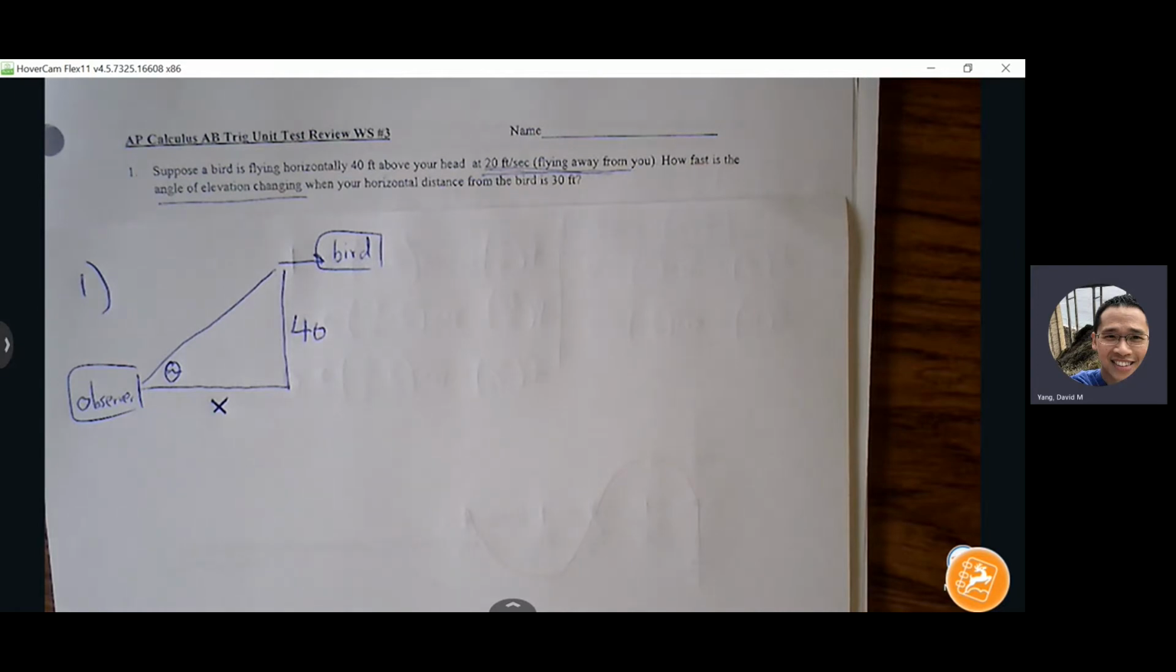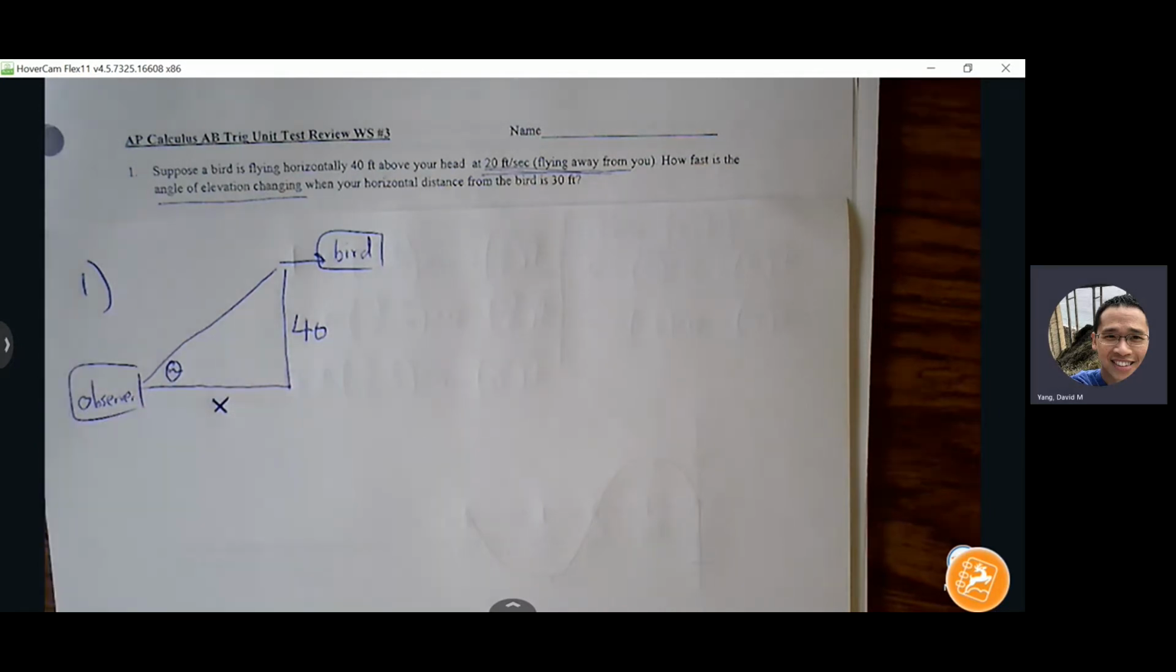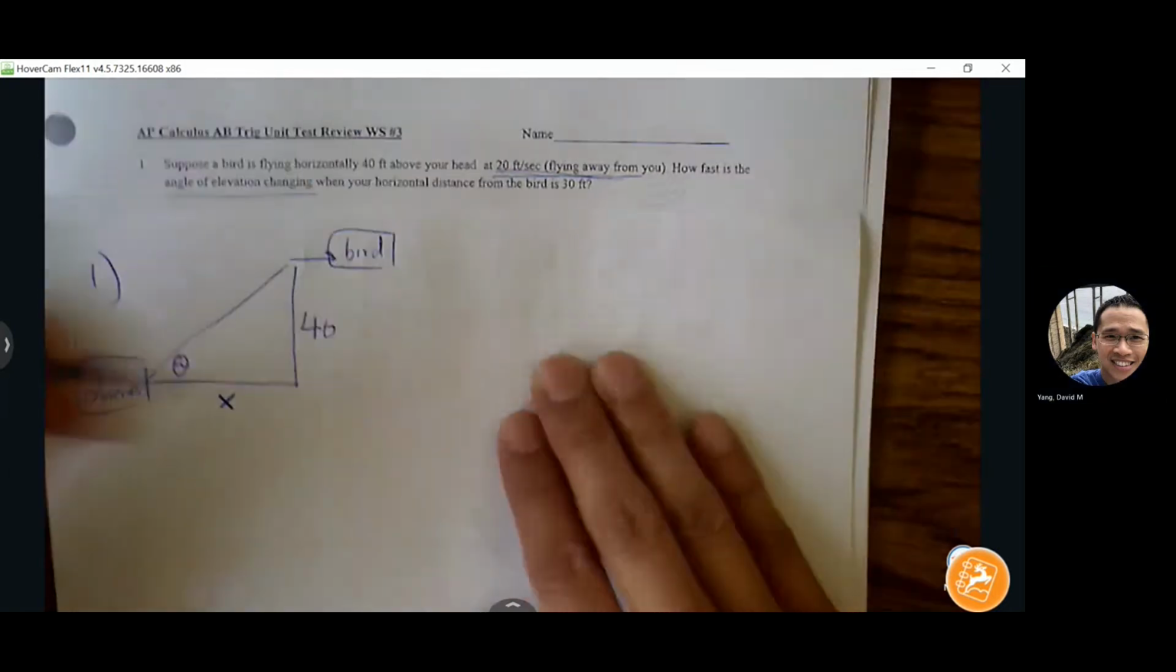Now, you could end up using any of the trig functions if enough information is provided about all three sides, but here, no information is provided about the hypotenuse. We're kind of forced to rely on just the x and the 40. So which trig function is going to hit theta, x, and 40 for us? Tangent, right? Tangent is opposite over adjacent.